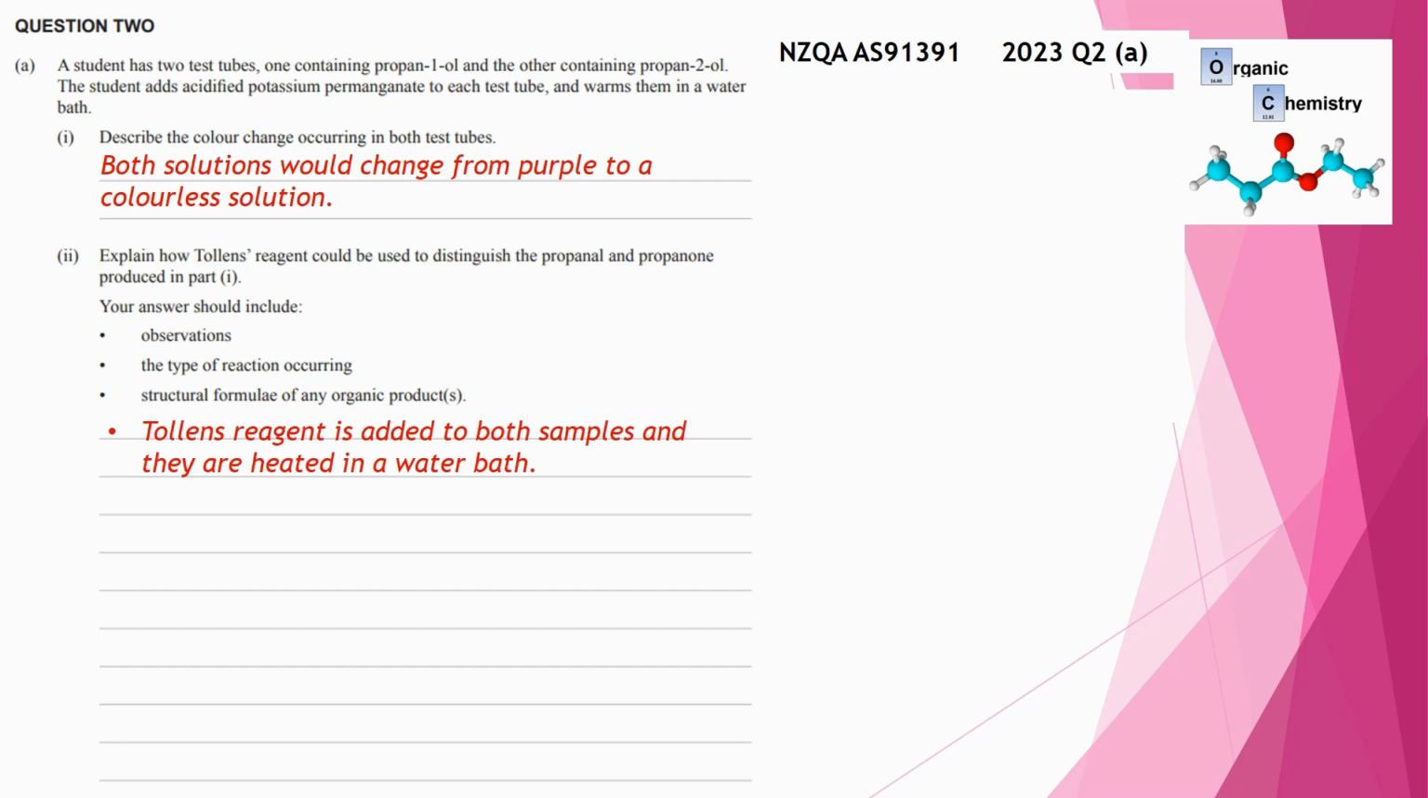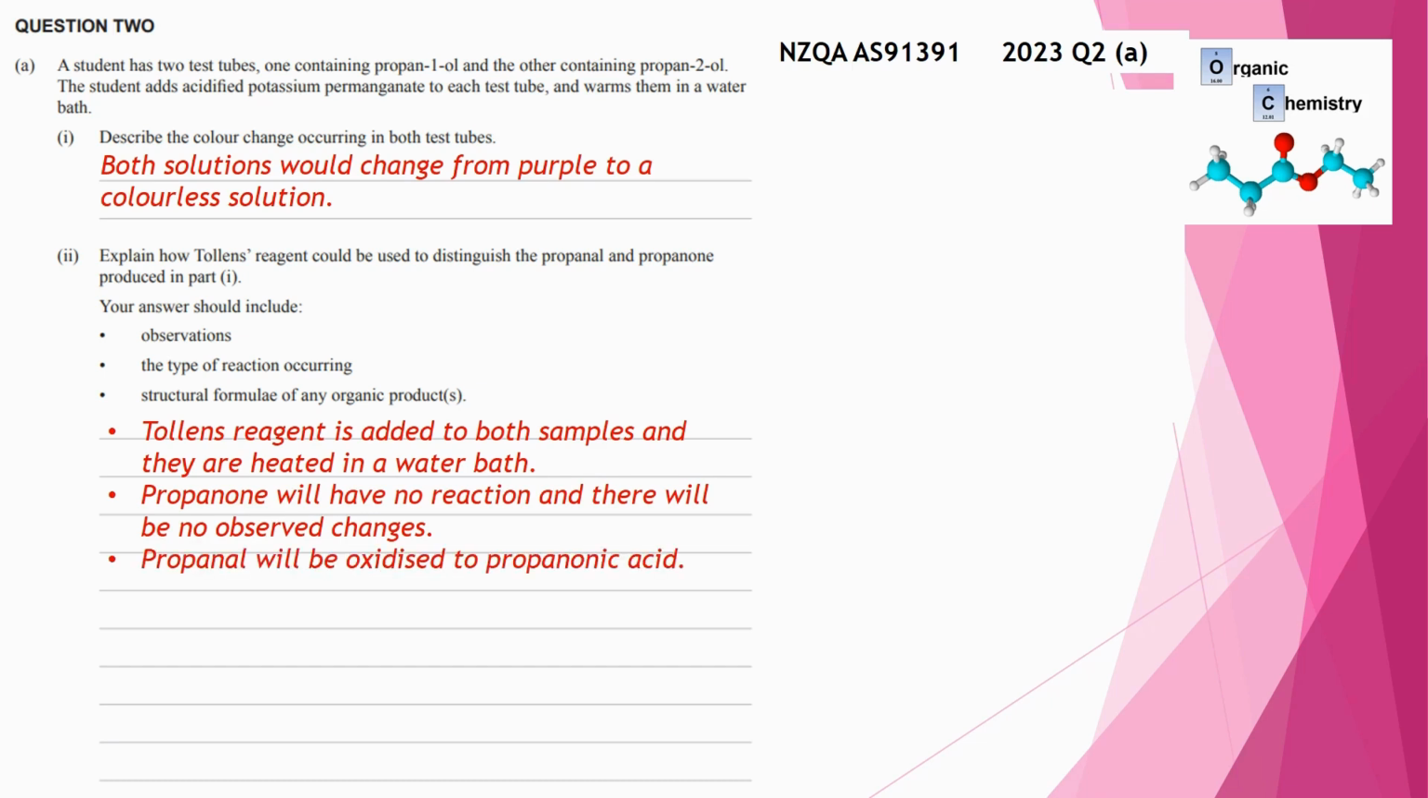The second part says, explain how Tollens reagent could be used to distinguish propanal and propanone. Now we know that propanal is an aldehyde, and that Tollens reagent is a definitive test for an aldehyde. That is, it will only react with propanal. It won't react with propanone. And we know that Tollens reagent is sometimes called the silver mirror test, so it's going to produce a silver mirror. So Tollens reagent is added to both samples, and they're heated in a water bath. Propanone would have no reaction, and there will be no observed change.